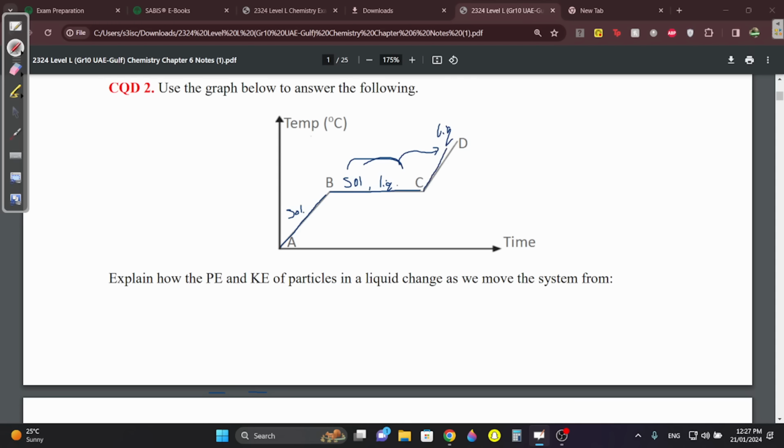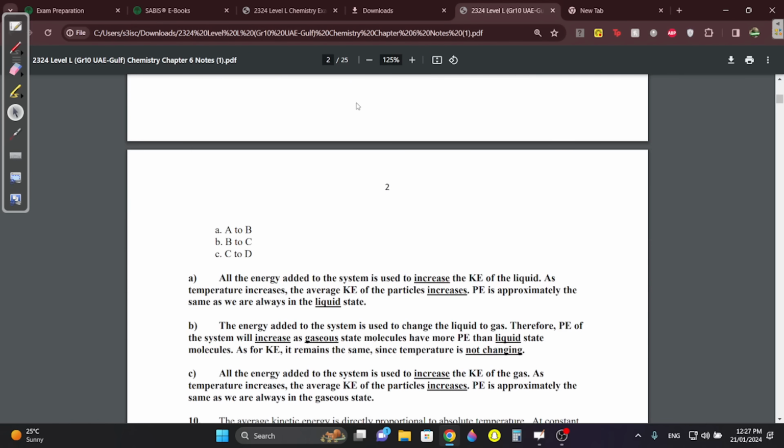And then here again, if you draw it again, it's going to come straight from C to D. Kinetic energy is increasing. Why? Because we want to move these liquid molecules and split them apart to become liquid and gas. And then after that, it will become just gas. This is how it goes. We had these in grade 9. I don't know if we had some in grade 8.